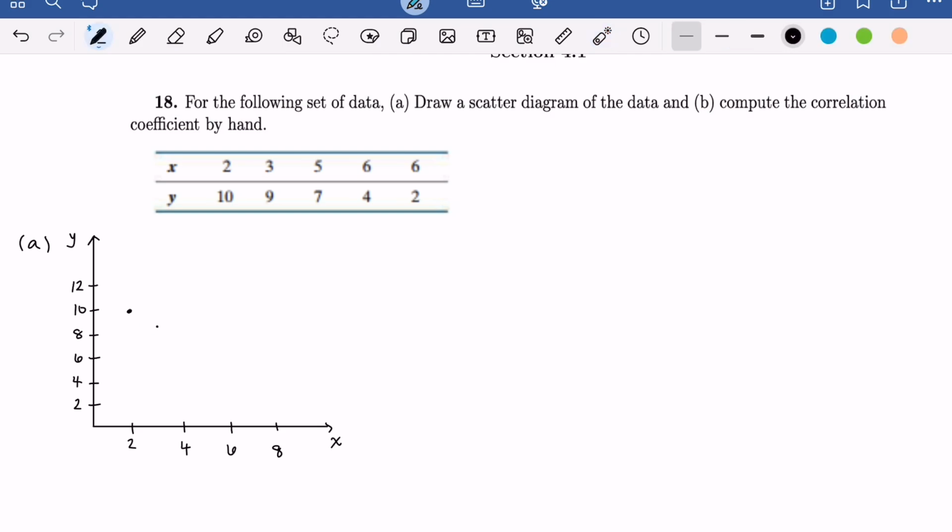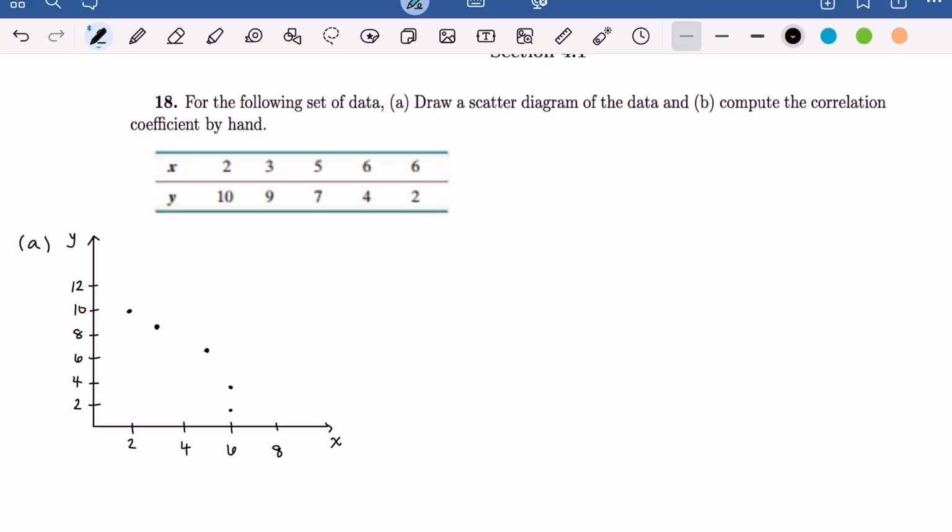So 3 comma 9. The next one is 5 comma 7. So we have 5 and 7 is going to be maybe right around there. Then we're going to have 6 comma 4, which just goes here. And then we have another 6 comma 2, so we're going to have a point there. So that is what the scatter diagram of this data would look like.